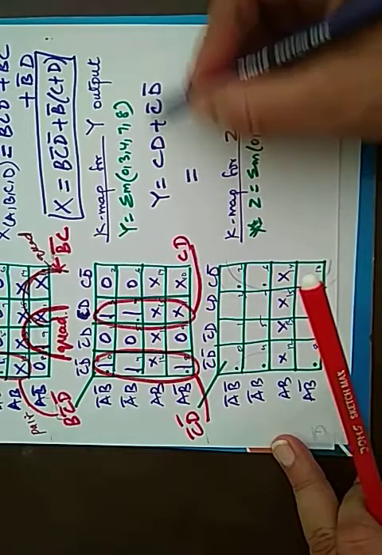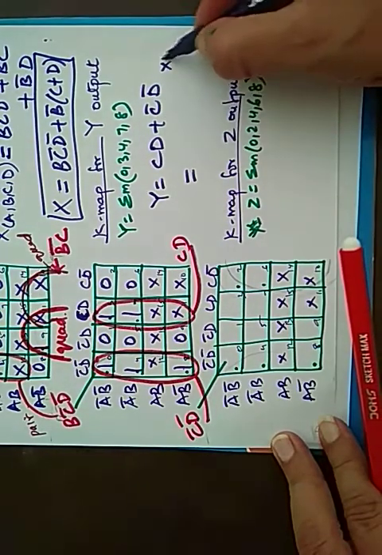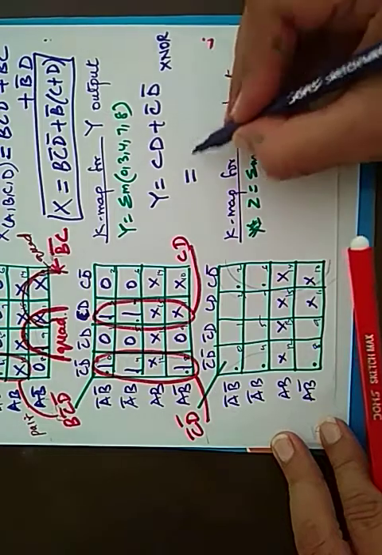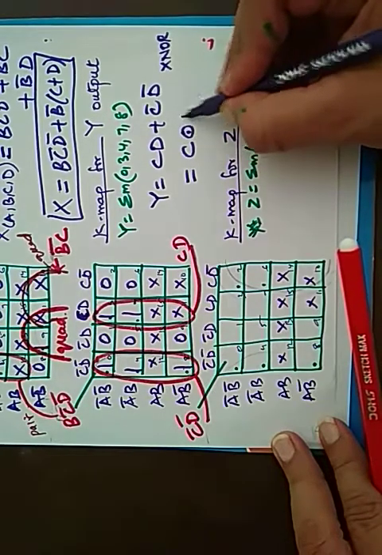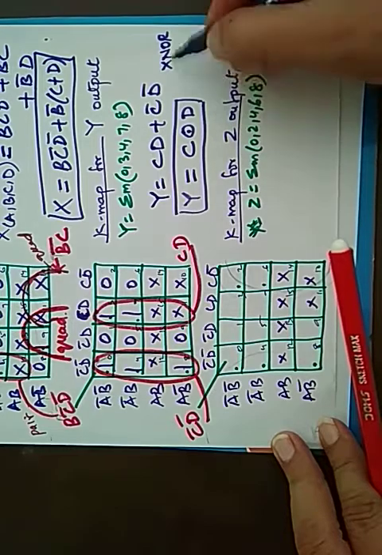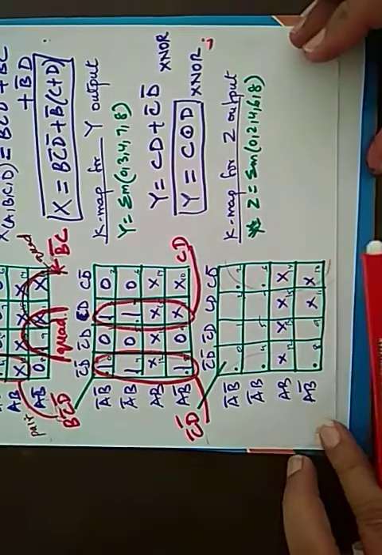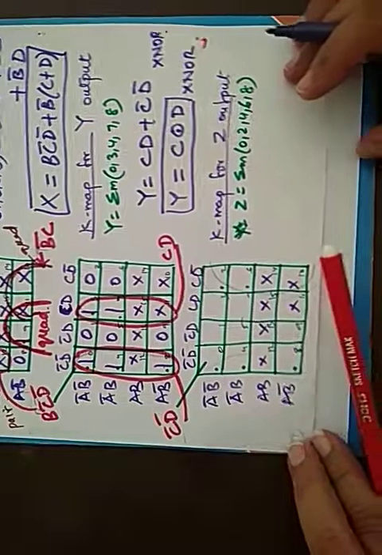And if we take a careful look, we recognize this function as the XNOR function. So we may write this as C XNOR D. So this is our Y output, the XNOR of C and D. Now let's do the last one.